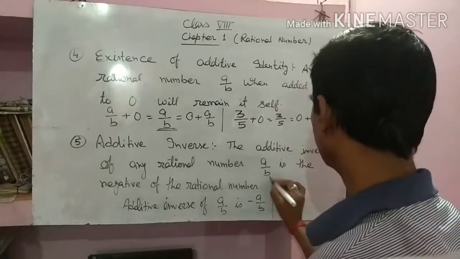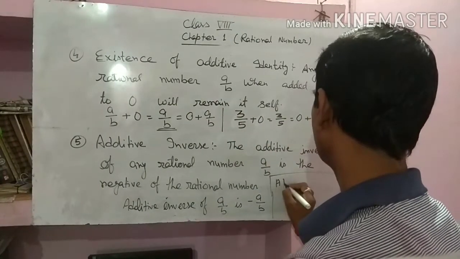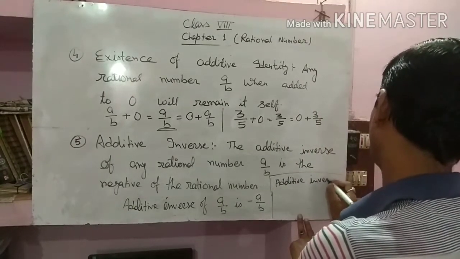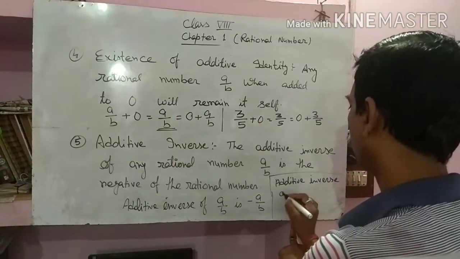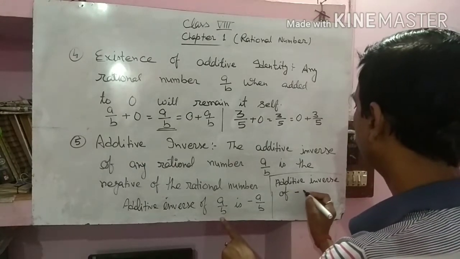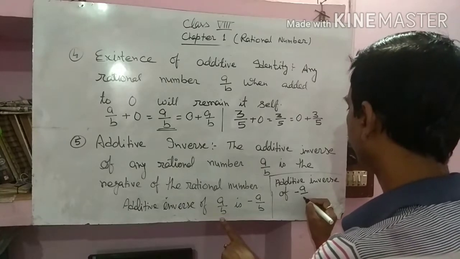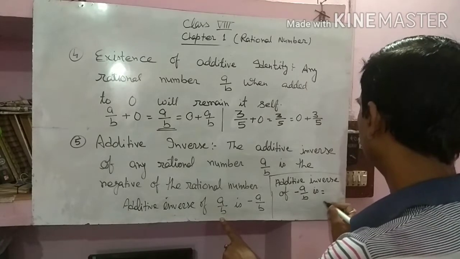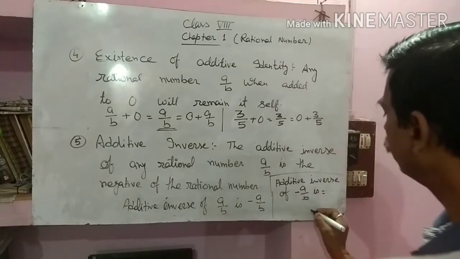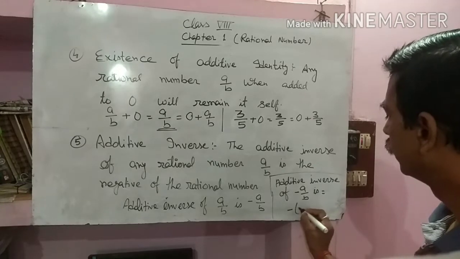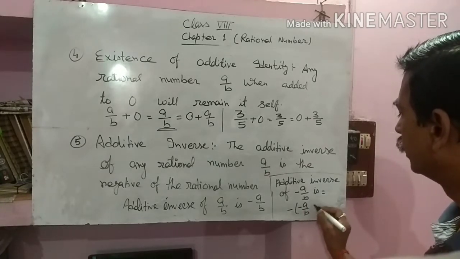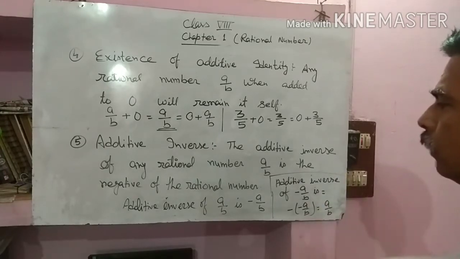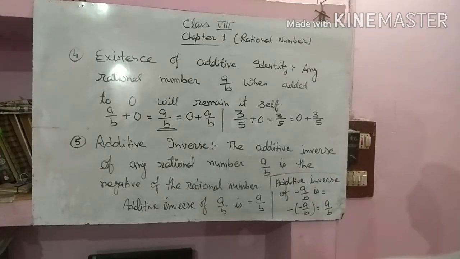The next one, you can say it like this also: the additive inverse of a rational number. Suppose the rational number is in negative form, then the negative of that number is minus of negative A by B. So it becomes A by B, the opposite or reverse of it. Okay, pause the screen and write this one also.